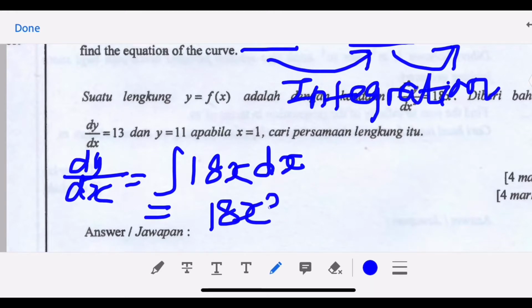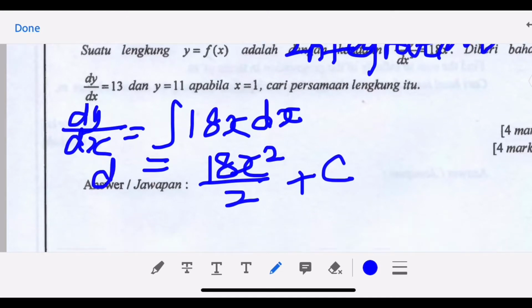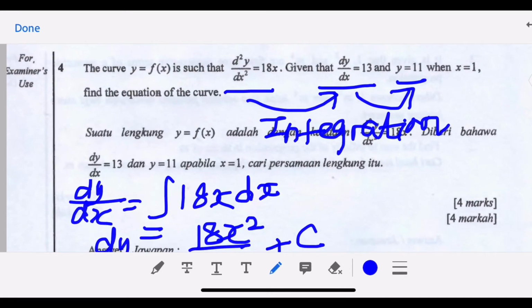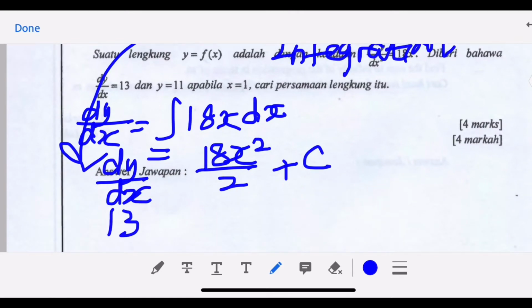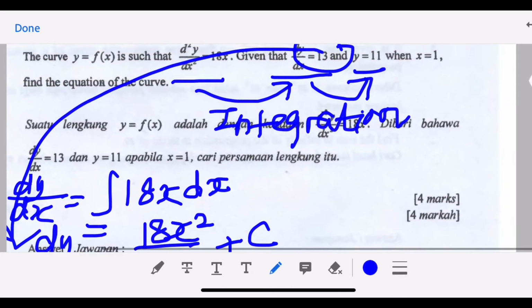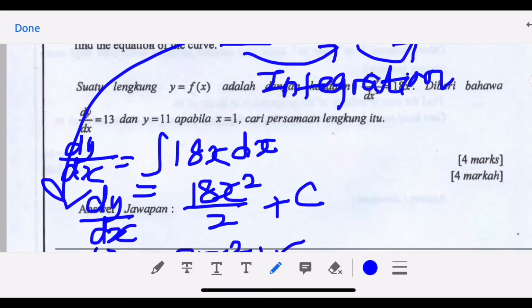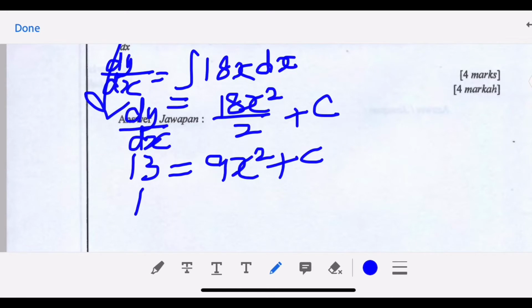So we will integrate the d2y/dx squared, and then we'll get 18x squared over 2 plus c, which is 9x squared plus c. So we have to use an x value and the dy/dx value given, and we have to substitute into the equation, and we solve the c. After we solve the c, then we have to write again our dy/dx. Then only we will solve the equation of the curve. So let's see how we integrate. We got 9x squared, and the dy/dx is 13.